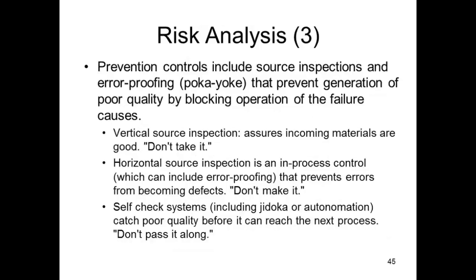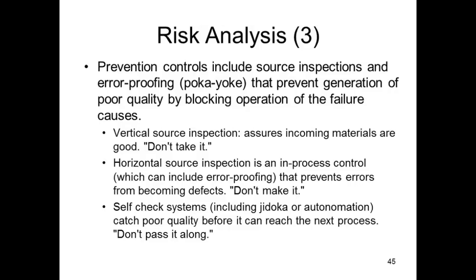Prevention controls include source inspections and error proofing. By the way, Shigeo Shingo's book, Zero Quality Control, is an outstanding reference for this, and I believe Productivity Press's Shop Floor series has a book based on Shigeo's book that talks about exactly how this works. Now, there was the Ford Motor Company saying: don't take it, don't make it, don't pass it along, with it relating to poor quality.